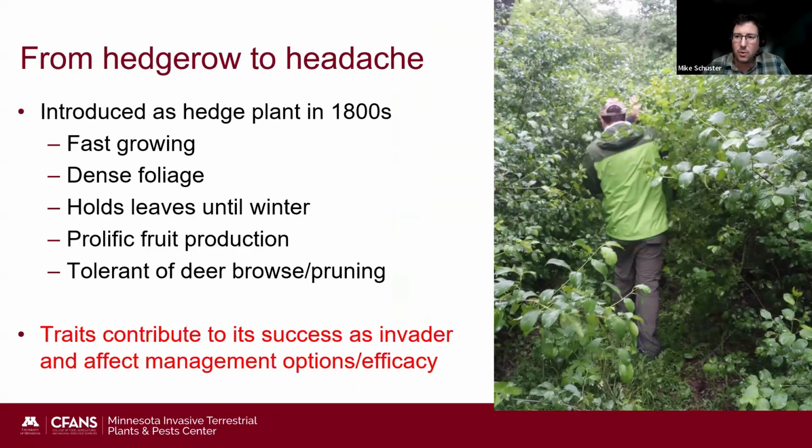And the thing about these species, of course, is that they are massive headaches. They were both introduced in the 1800s as an ornamental hedge plant, and they're really good at those things. They grow really fast, they produce dense foliage, they hold their leaves late into winter, they produce tons of fruit that looks pretty nice, and they're tolerant of deer browse or pruning.